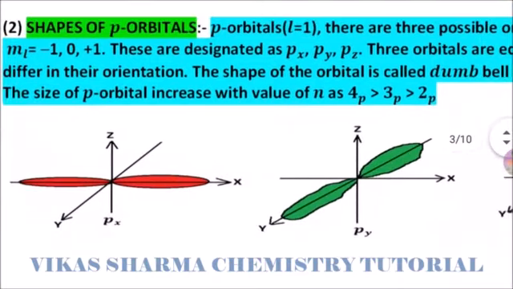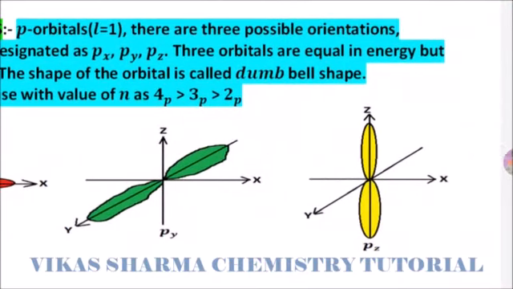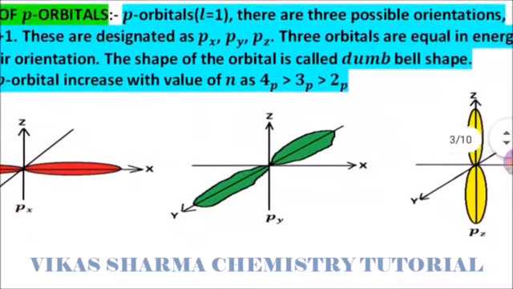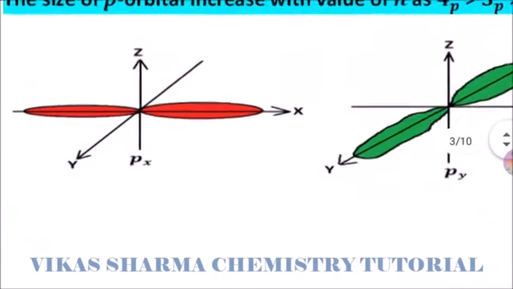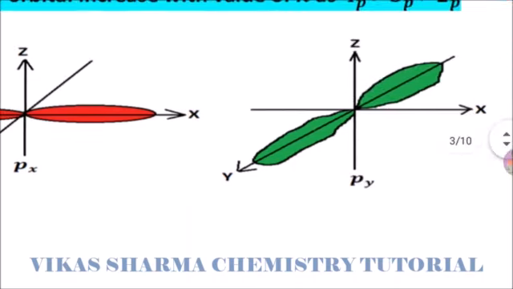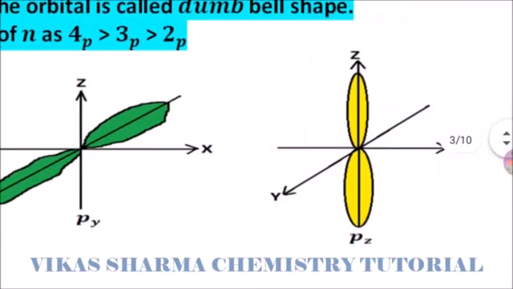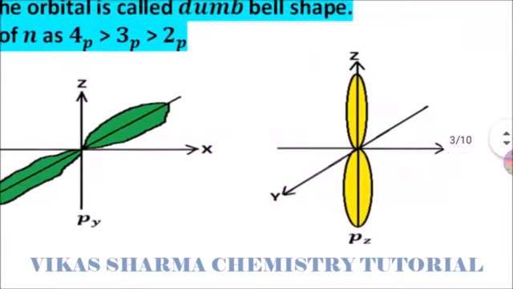The size of p orbital increases with the value of n. For example, 4p is high energy, 3p is lower, and 2p is another lower level. So these are the shape and the coordinate geometric pattern. It's a directional view. Px, when the electrons are moved along the x-axis, so the px; if they rotate to the y-axis, so the py; if they rotate to the z-axis, so it's a pz.